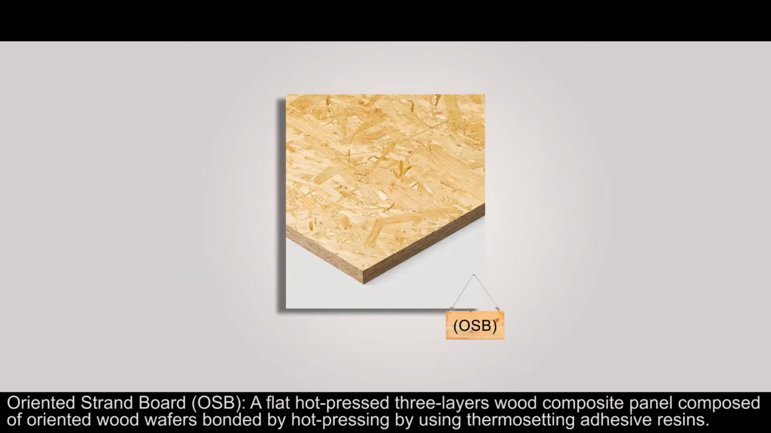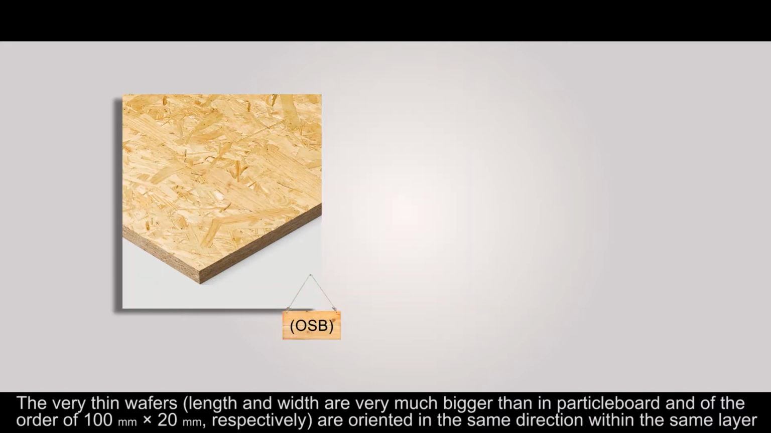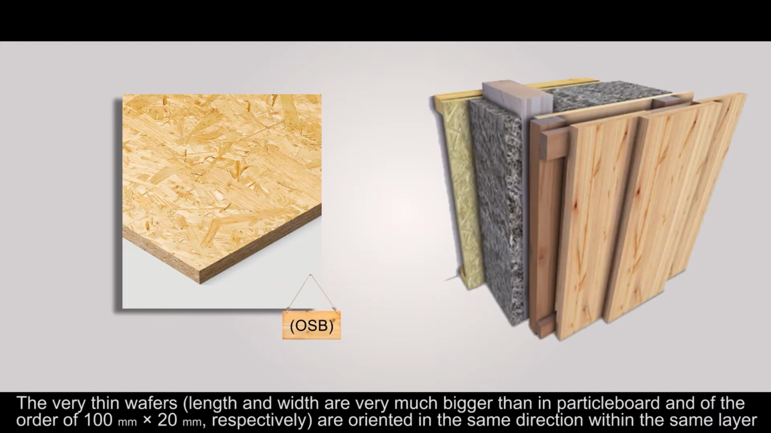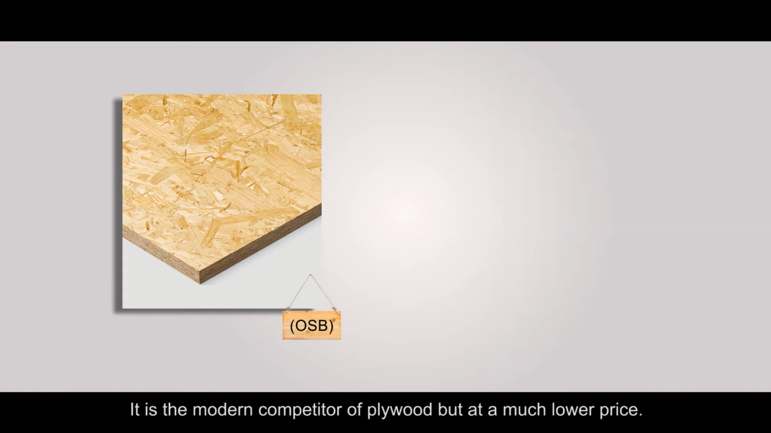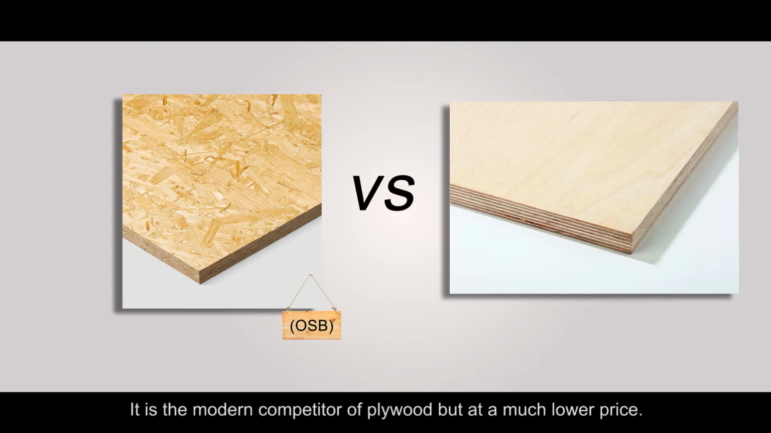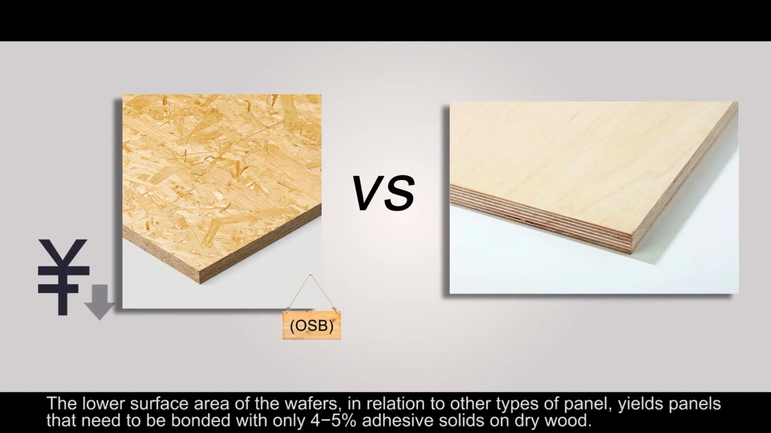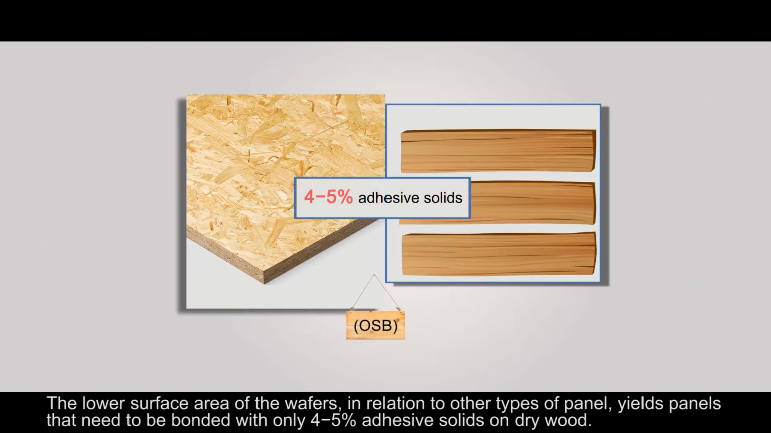Oriented strand board, OSB, a flat hot-pressed 3 layers wood composite panel composed of oriented wood wafers bonded by hot pressing, by using thermosetting adhesive resins. The very thin wafers are oriented in the same direction within the same layer, and at 90 degrees of each other in adjacent layers, yielding a particularly strong panel very suitable for structural applications. It is the modern competitor of plywood, but at a much lower price. The lower surface area of the wafers, in relation to other types of panel, yields panels that need to be bonded with only 4 to 5% adhesive solids on dry wood.